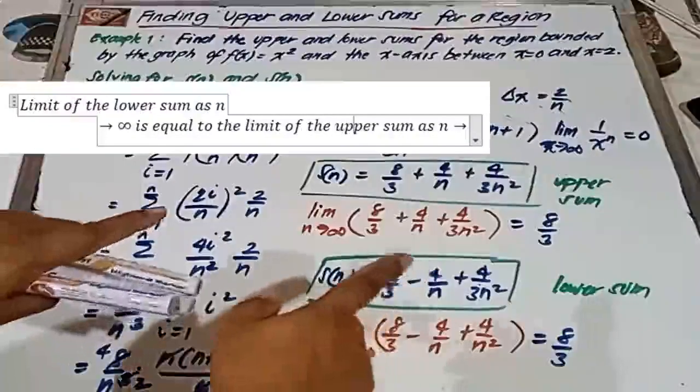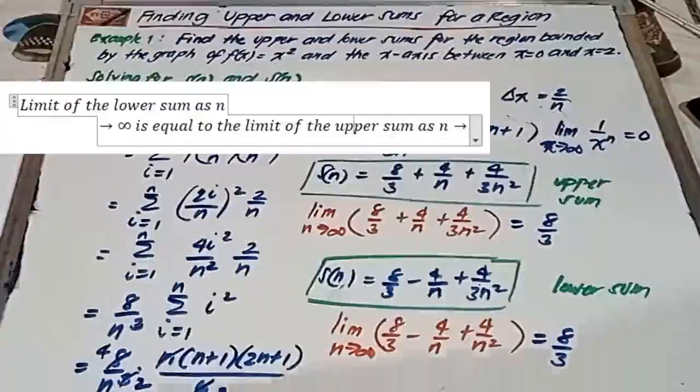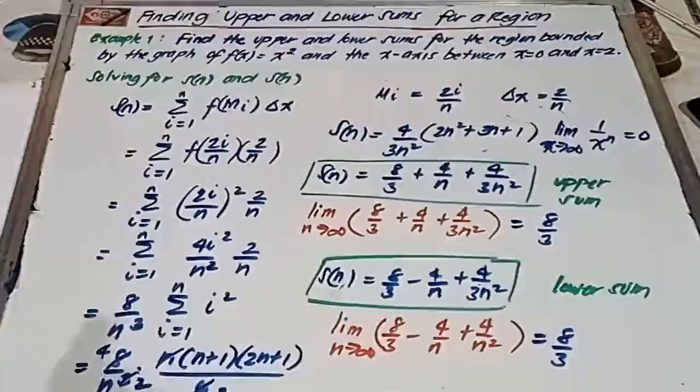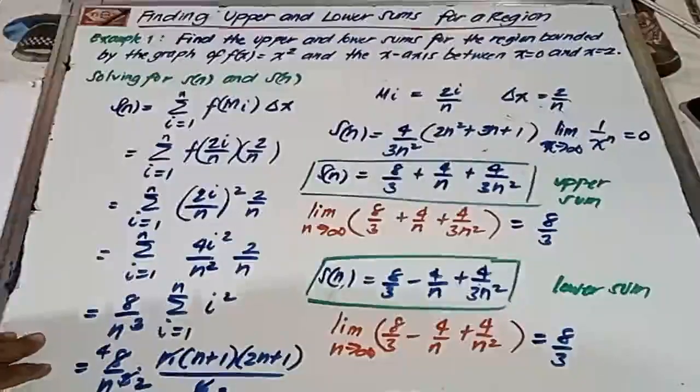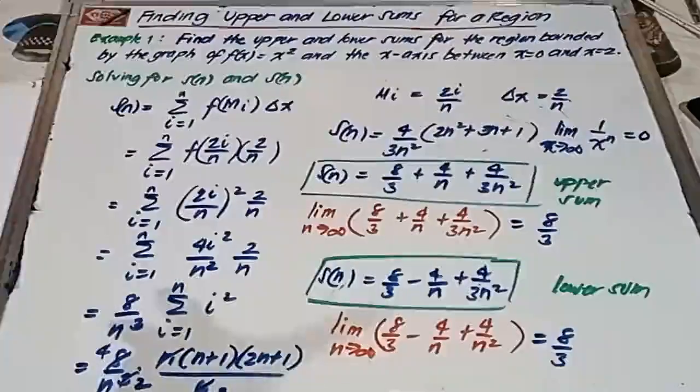And actually, that value of 8/3 is the area of the region bounded by f of x equals x squared and the x-axis between x equals 0 to x equals 2. On my next video, I'm going to explain to you how to determine the area of the region using the limit or the concept of limit. And also using the formulas of the lower and upper sums.